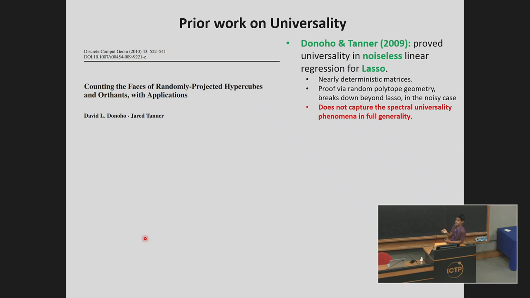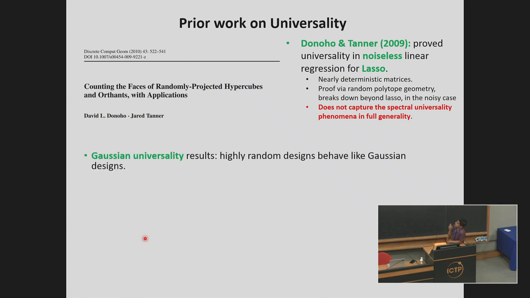But the proof breaks down as soon as you inject some noise into the problem, or if you go beyond the Lasso estimator to general regularized estimators, which cannot be computed using linear programming. The reason why this isn't the end of the story is that spectral universality is a very general phenomenon, and this result doesn't really capture the generality of it.